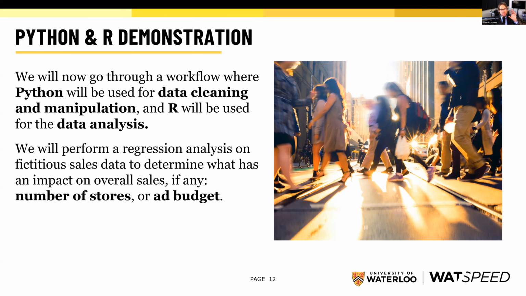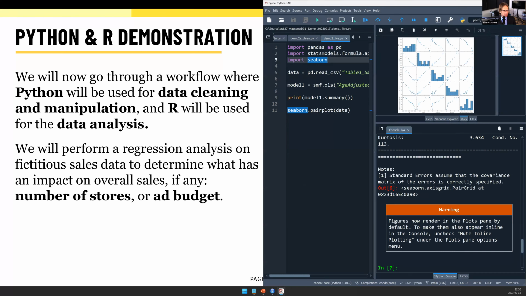So we're going to be using a fictitious data set. This is a data set I made up myself to determine which has the bigger impact on overall sales for a fictitious company: the number of stores they have or how much they spend on their ad budget? So this is fictitious. If you're an ad or marketing professional, please don't use this as a case study to go to your boss and say, hey, we need to increase the ad budget. So all fictitious. Let's start out in Python and take a look at the data file.